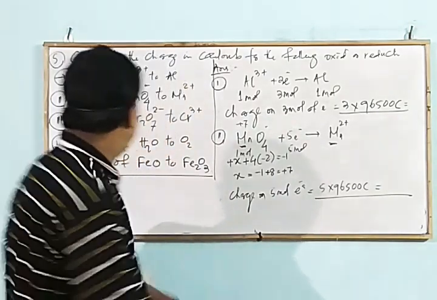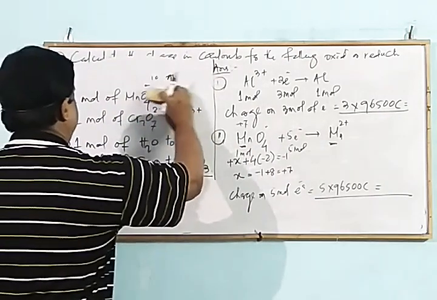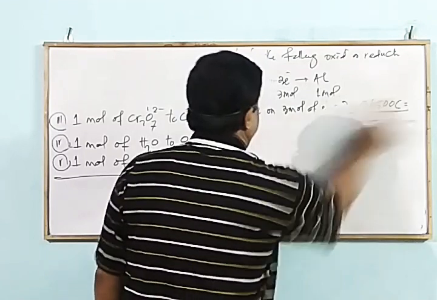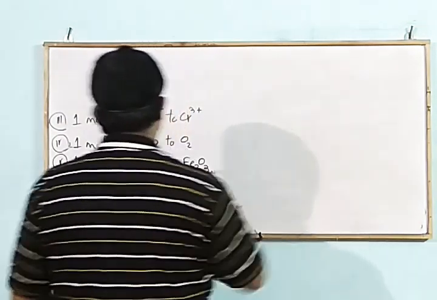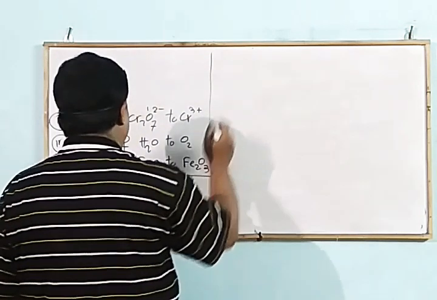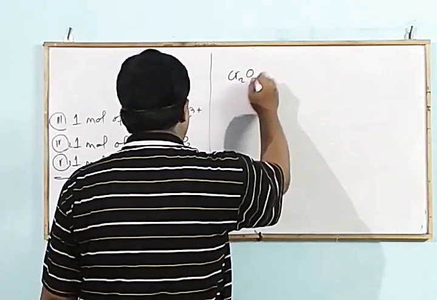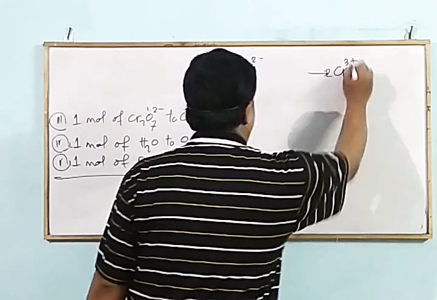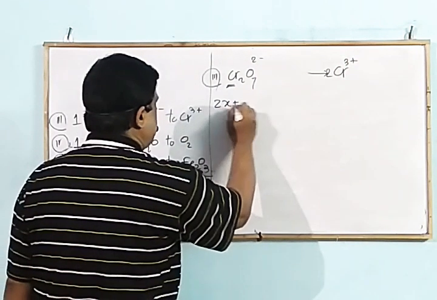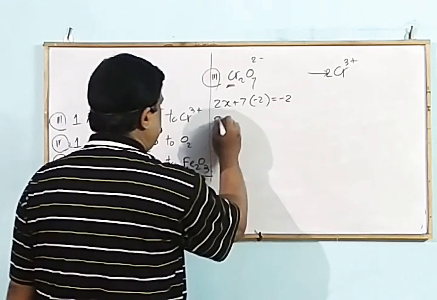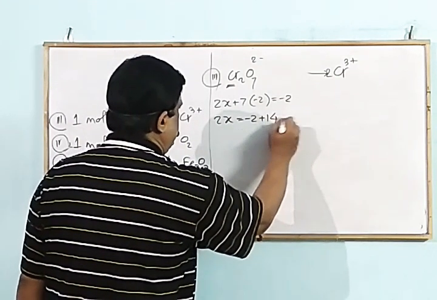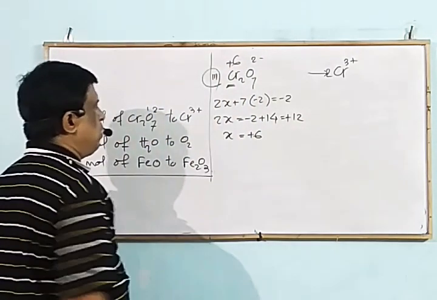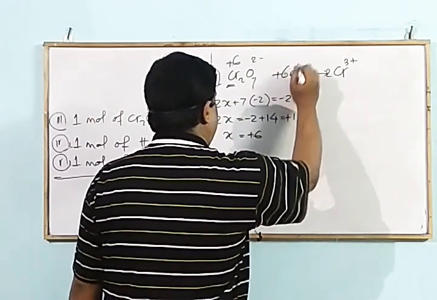Move to next one. The next one is potassium dichromate, Cr2O7 2 minus to 2 Cr3 plus. The oxidation number is not known. Let it be 2x plus 7 into -2 is equal to -2. 2x is equal to -2 plus 14, which is +12. x is equal to +6. It is +6, and with 2 chromium there, +12. It is +6, so 6 electrons.